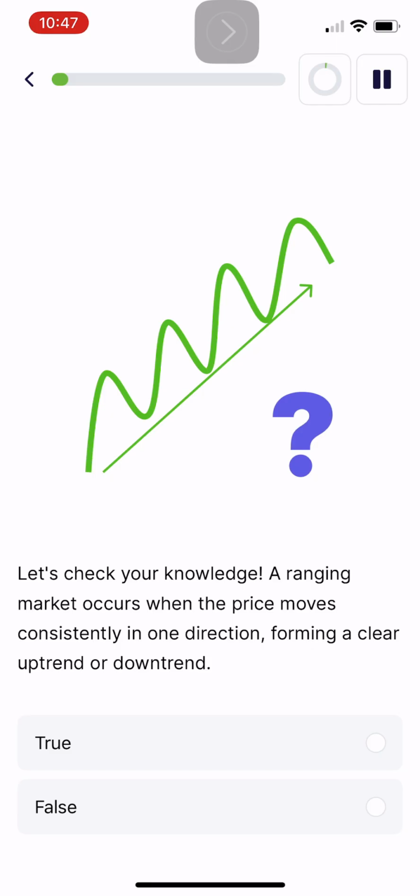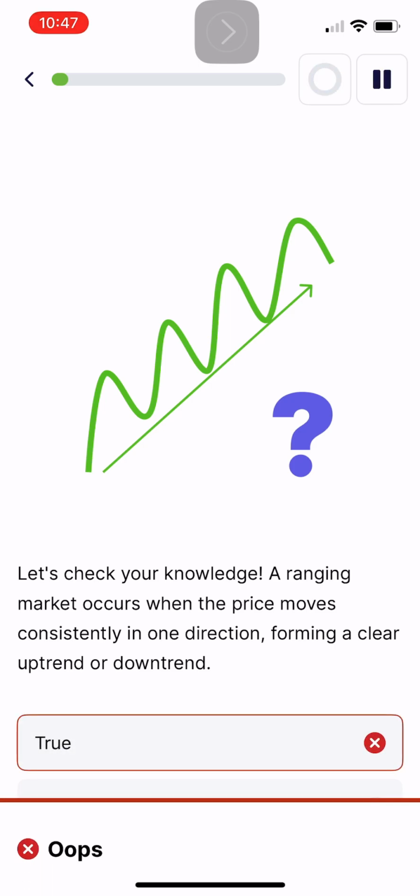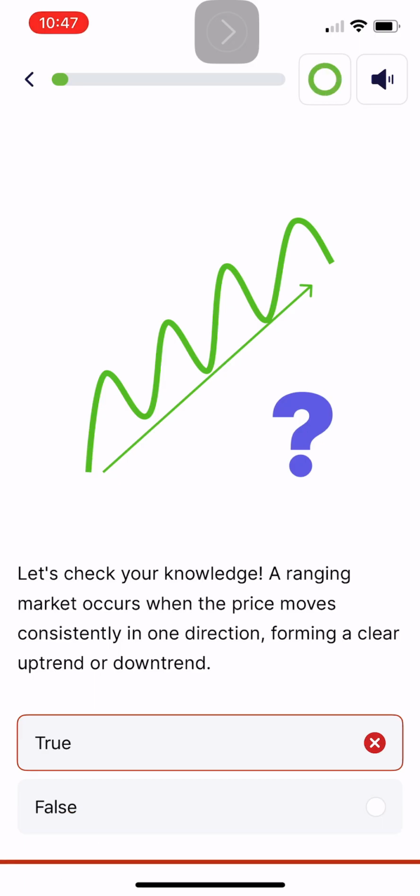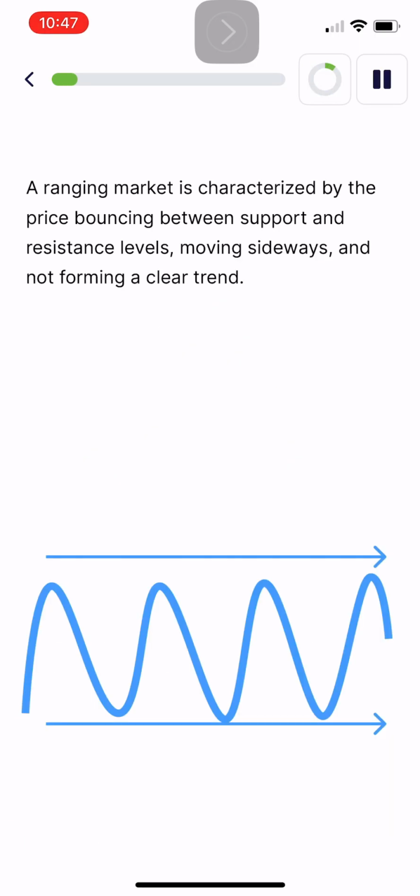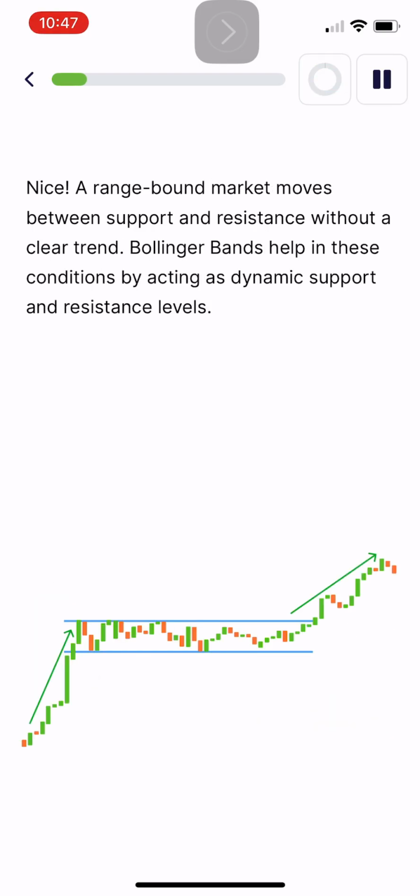Let's check your knowledge. A ranging market occurs when the price moves consistently in one direction, forming a clear uptrend or downtrend. No, the correct answer is false. A ranging market is characterized by the price bouncing between support and resistance levels, moving sideways and not forming a clear trend. Nice. A range-bound market moves between support and resistance without a clear trend.